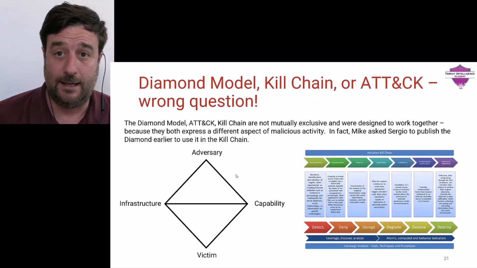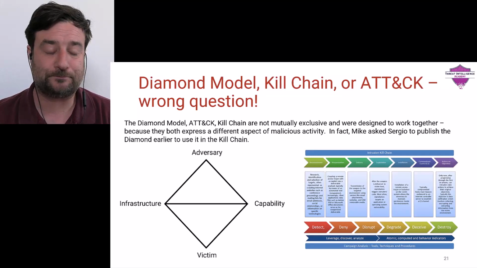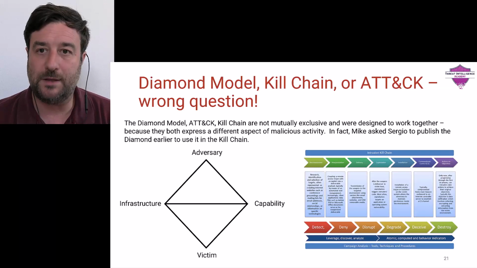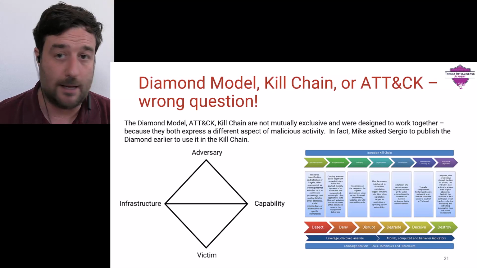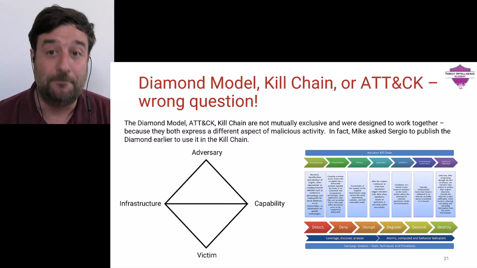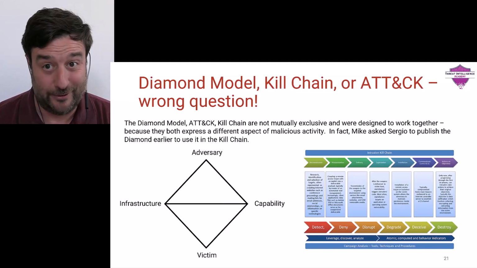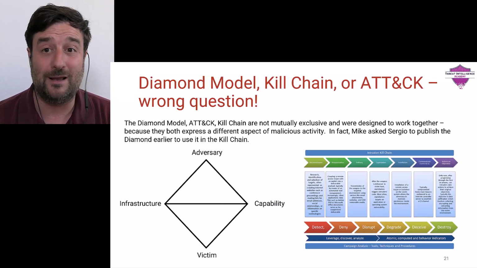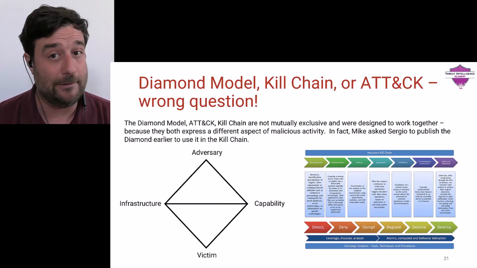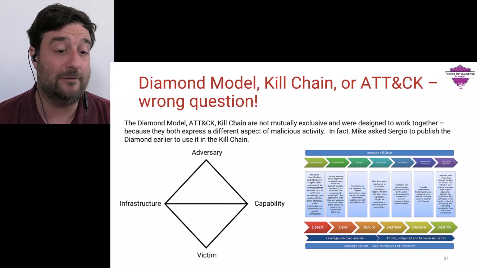Another thing that I see, and we'll start talking about how you integrate these three models together, is people always say, oh, I don't need the diamond model, I just use the attack framework. Awesome, I don't care, it's whatever works for you. But fundamentally, you are following a completely incorrect path, because the diamond model, the kill chain, and attack are all complementary to each other. They are not competing whatsoever. They overlap for a very, very good reason.